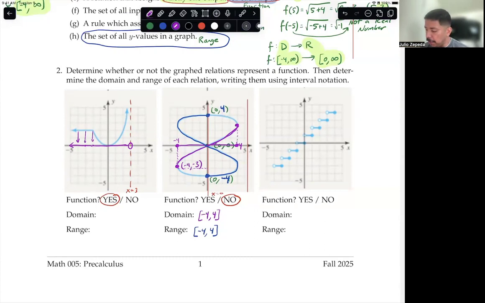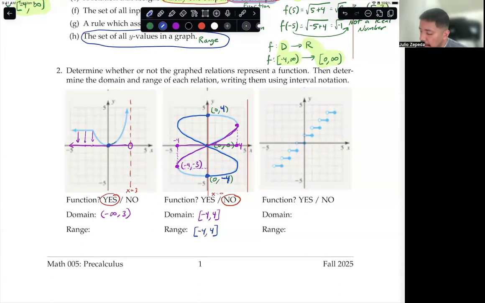So our domain will be negative infinity to 3, and I would put a parenthesis on 3 because there is no point on the graph that has an x value of 3. The round parenthesis means we don't include that value. Okay, what's the range? Well, the range will be the y values that show up. So what's the lowest y value? This point is the lowest point on the graph. It has a y value of 0.